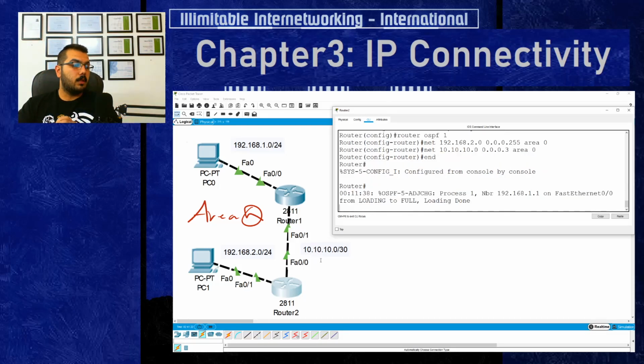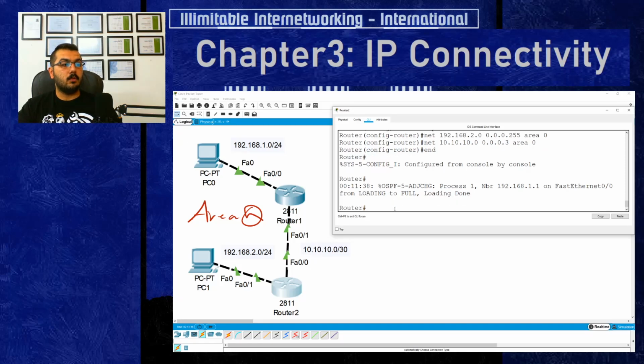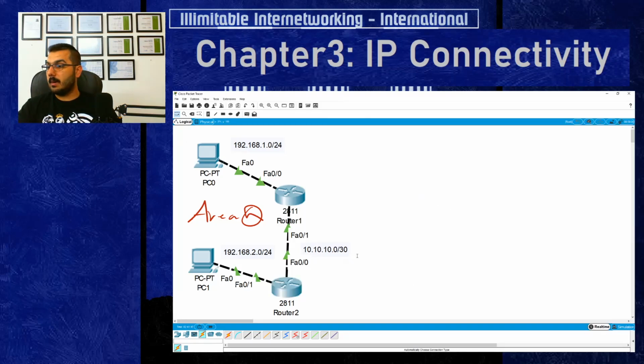to be completed. Yes, now I have received a message. It's an OSPF message. It's an adjacency change message. In process ID 1, neighbor 192.168.1.1 on FastEthernet 0/0. It was loading. Now it has become full because loading is done. Okay, so now I'm done. Now I can verify my lab.